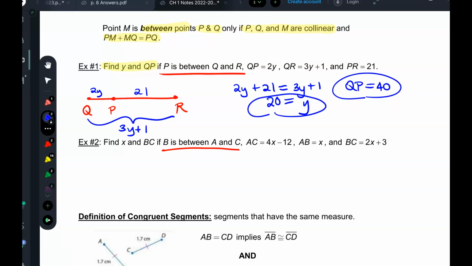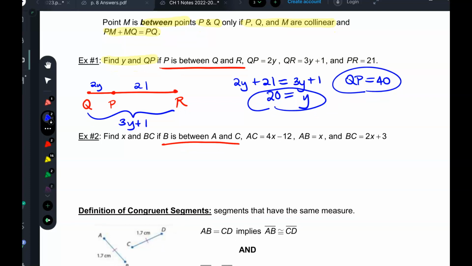Okay, so we had 2 answers in this case. Make sure when you're doing the homework, a lot of students will stop once they solve the variable. Make sure you go back and read it. You can also check your answer here, right? If I plug in, this is 20 and this is 21, does it have to equal 3 times 20 plus 1? Yeah, so you can always plug it back in and make sure it works.